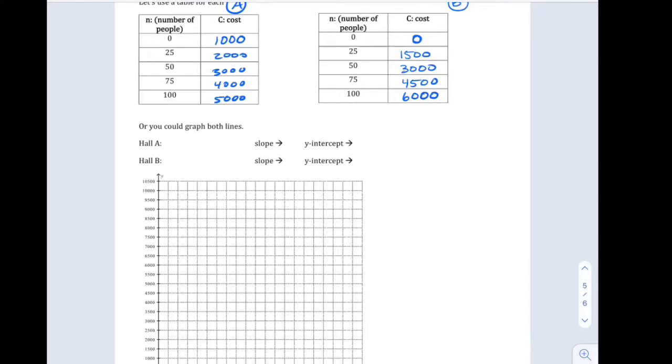So for Hall A, the equation would have been cost is equal to 1,000, that's that fixed rate, initial value, plus it was $40 per person. Actually, I think we used N, so 40N. For Hall B, there was no initial fee, so 0 was the initial fee. So I can have 0 plus, but it was $60 a person. So I don't really need that 0 there, but just to show you that the initial fee was 0. So I can go about graphing this if we wanted to.